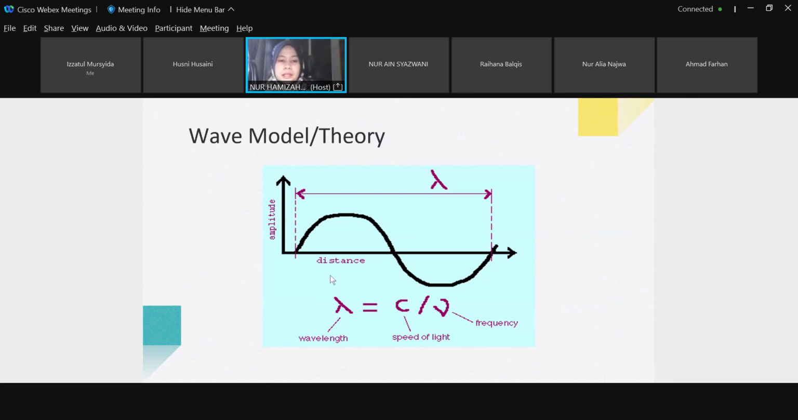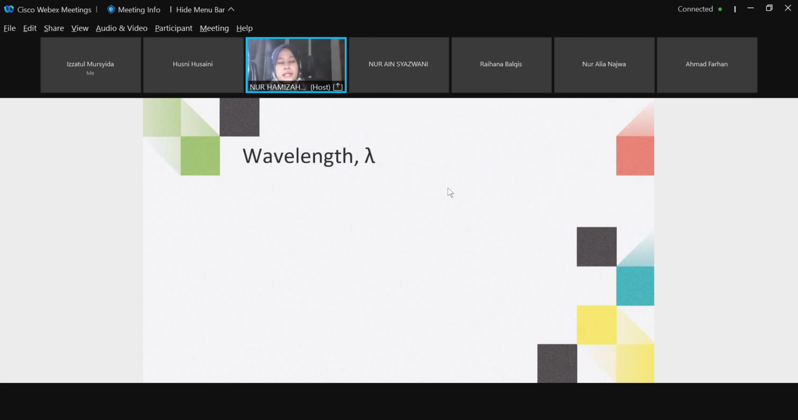Okay, so this is the sine wave graph. Sinusoidal wave. This wave theory can be represented by this sine wave. For this sine wave, you have wavelength, frequency, amplitude, and also the period or cycle per second. You also have velocity. From this graph, there are several properties of this sinusoidal wave. The first one is the wavelength. So what is wavelength?